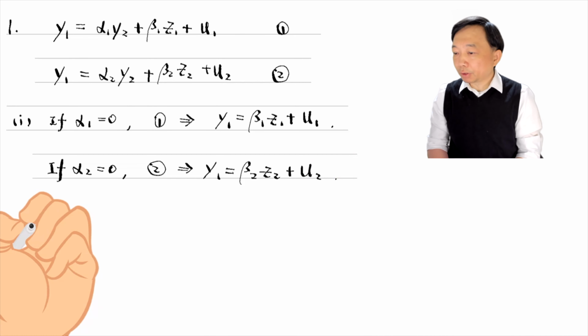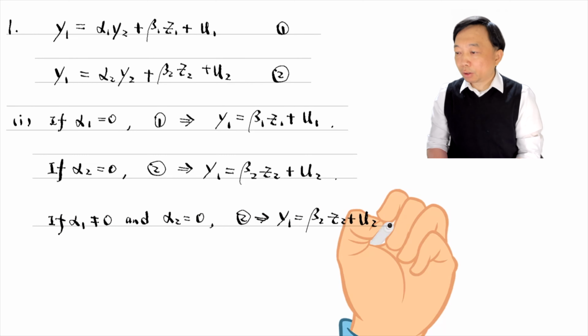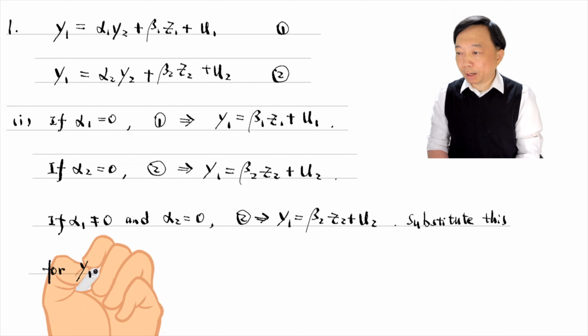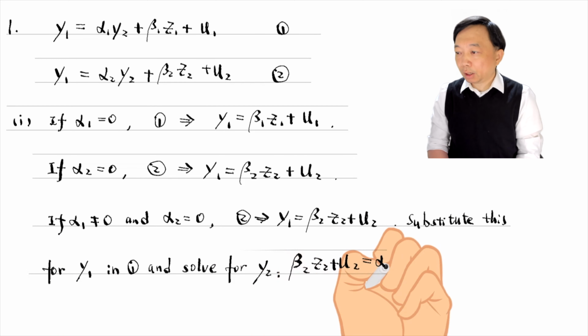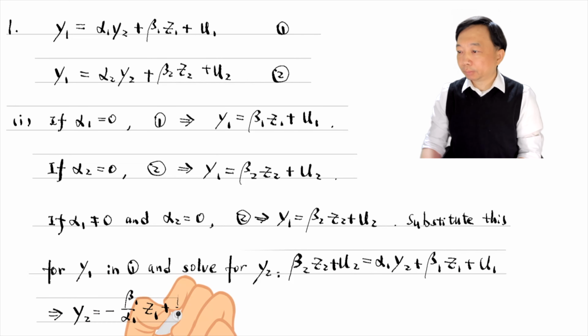If alpha 1 does not equal 0 and alpha 2 equals 0, equation 2 becomes y1 equals beta 2 times z2 plus mu2. Substitute this for y1 in equation 1 and solve for y2. We can write the reduced form equation for y2.